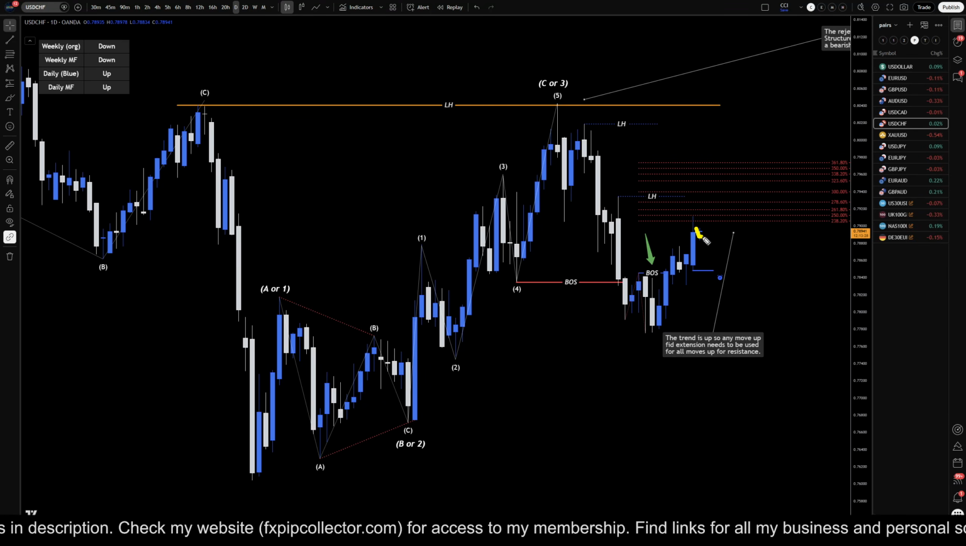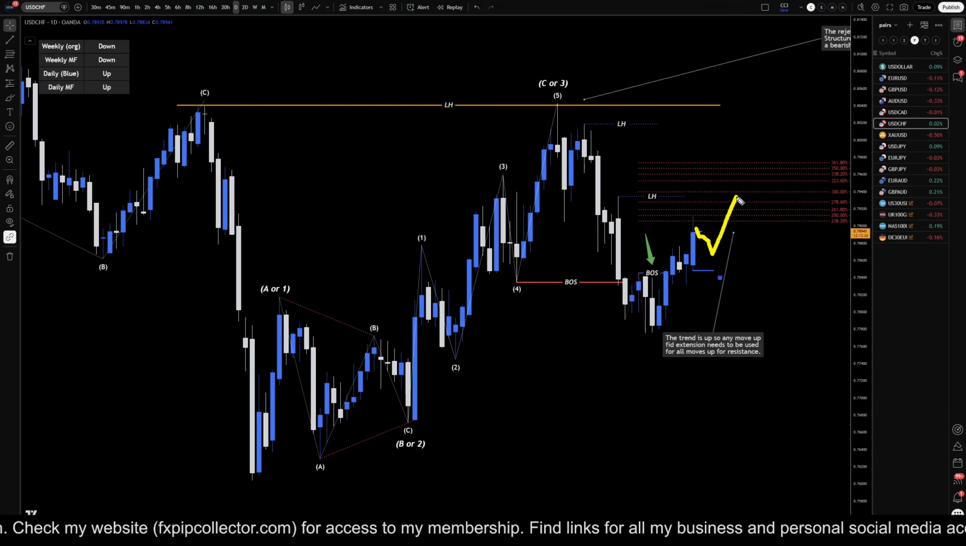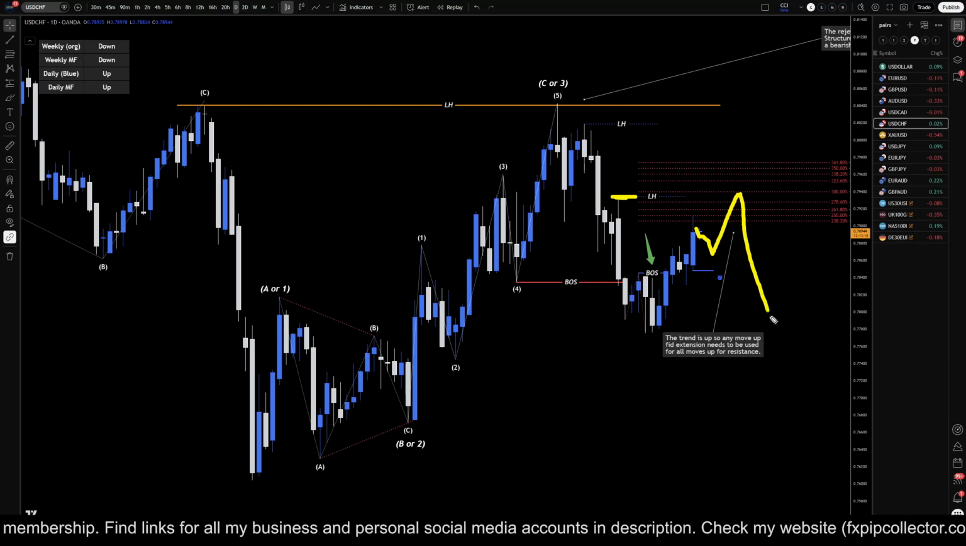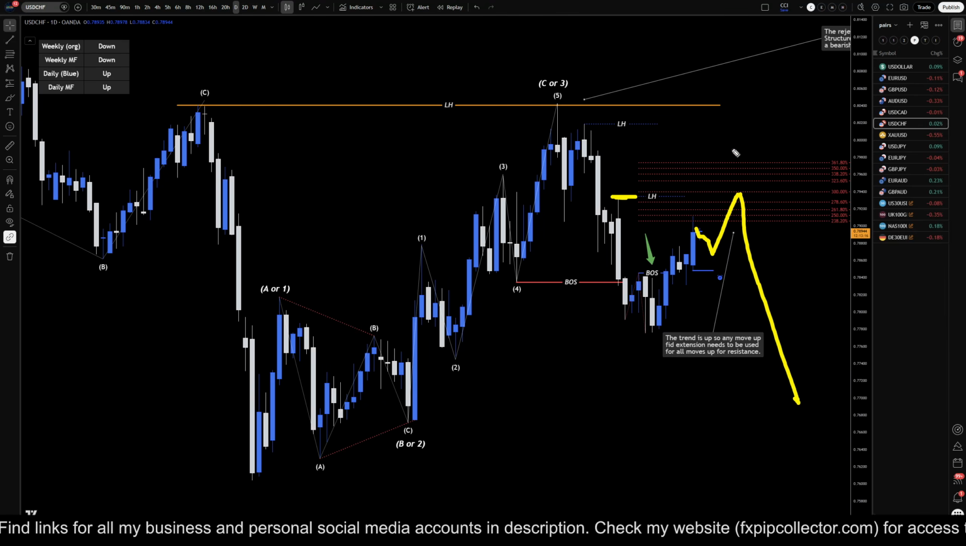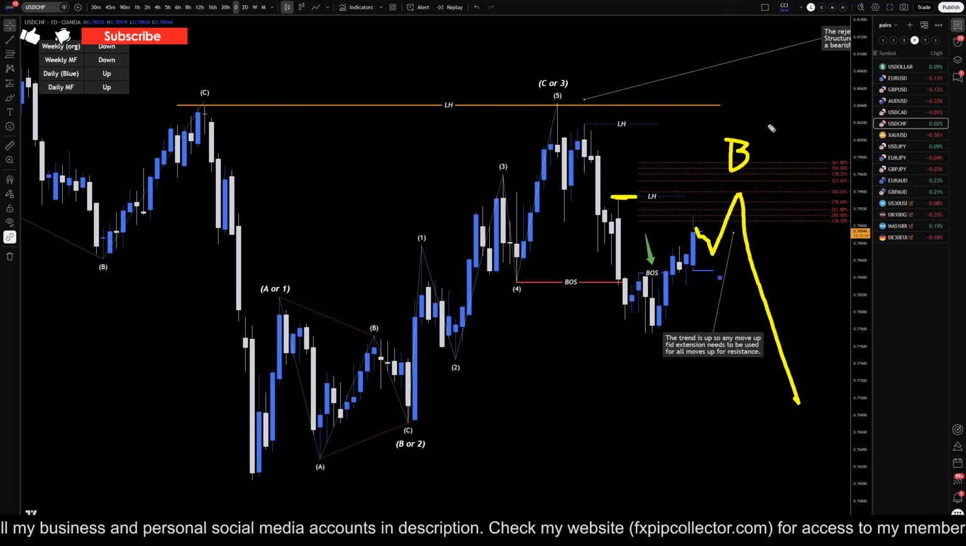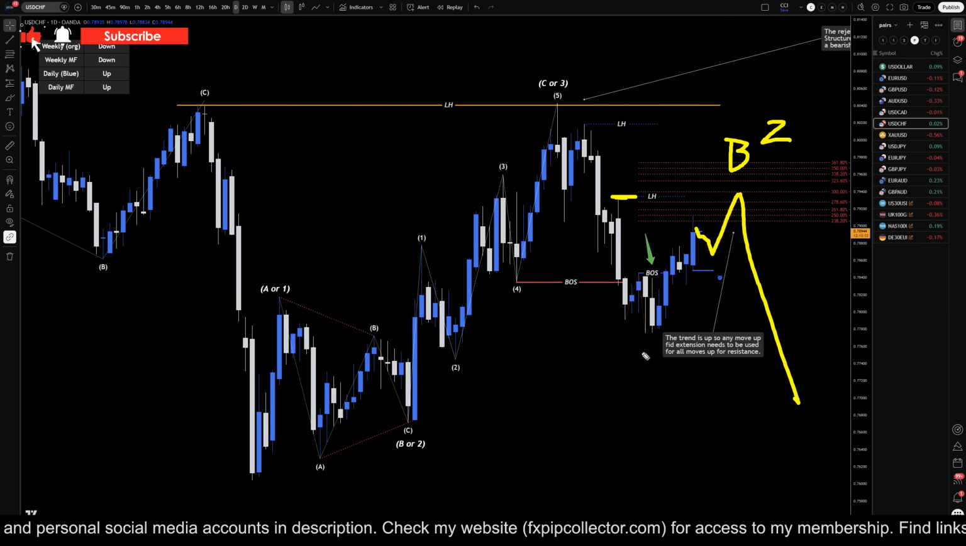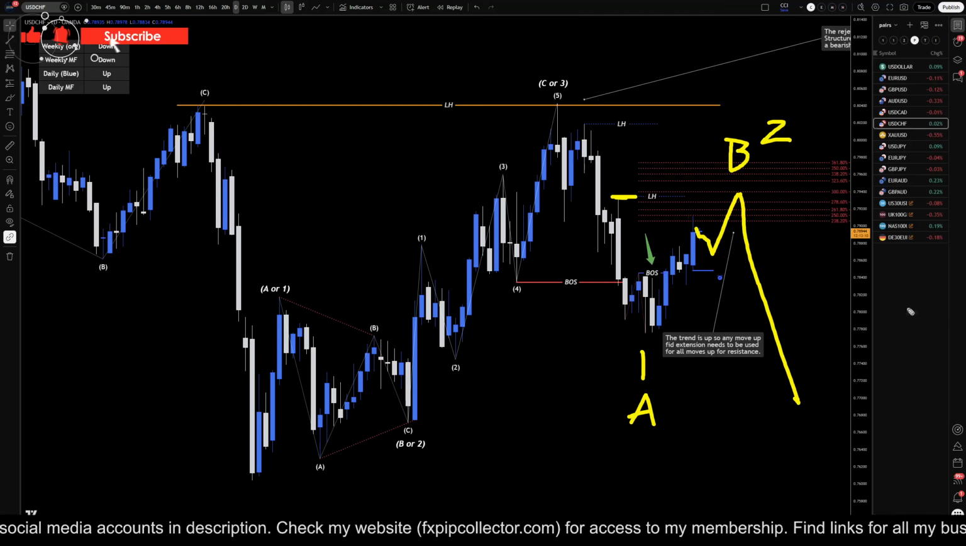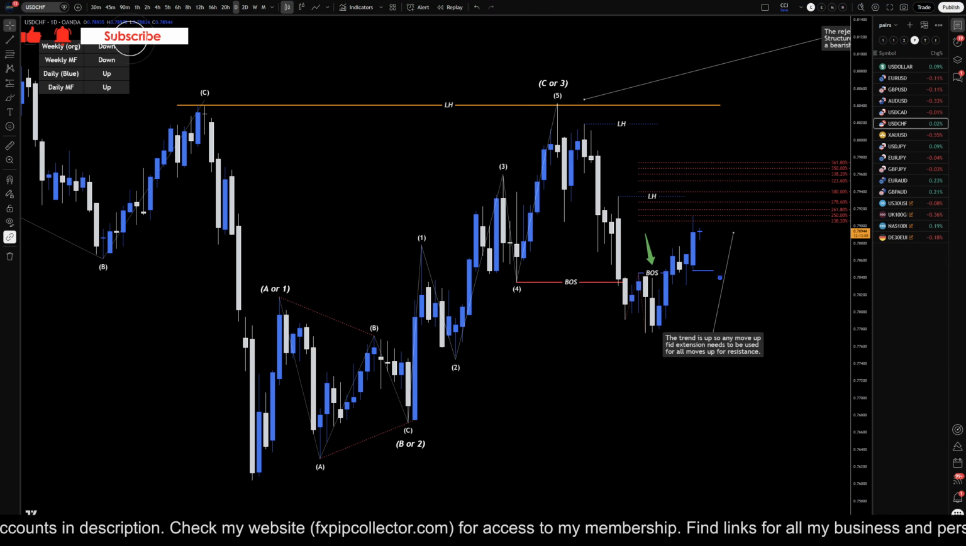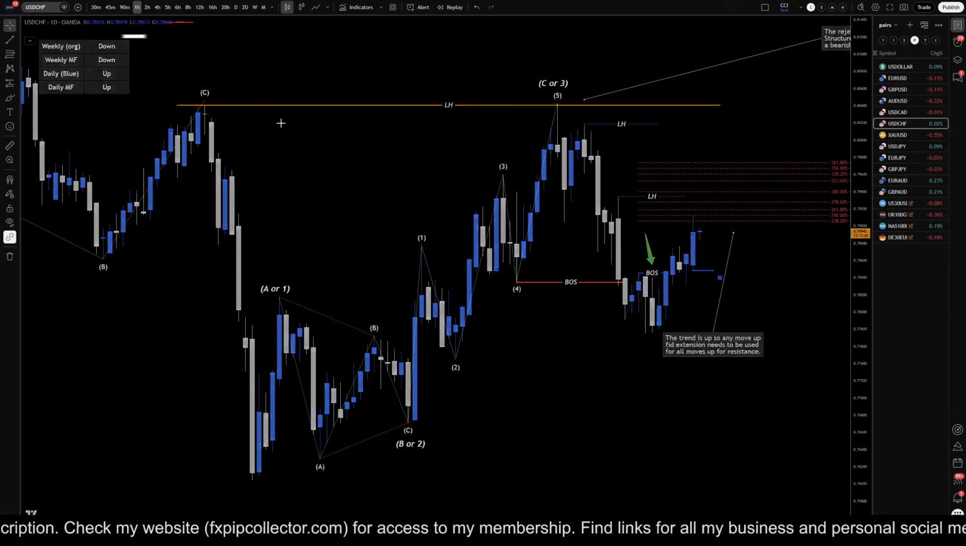So if the dollar continues to go up a little bit more, then you would expect this to also continue up a little bit more. Maybe end up looking something like this. Maybe going up to this high right here, grab that liquidity before it actually goes down. Just like the dollar CAD, I bet this is either a B or a 2. And this is either a 1 or an A. And maybe in a week or so, we'll get another push down for a 3 or a C.